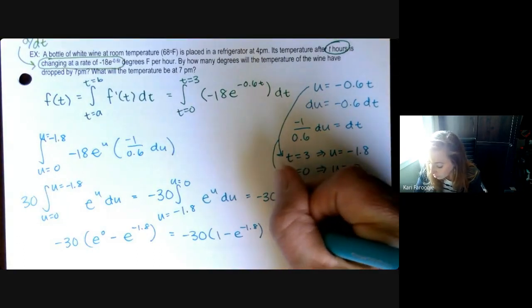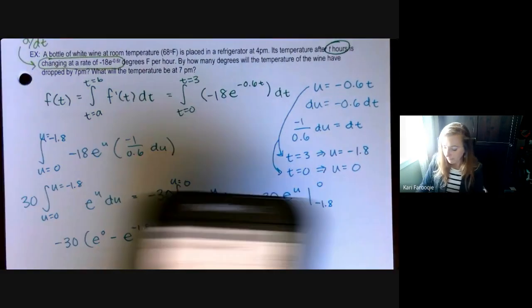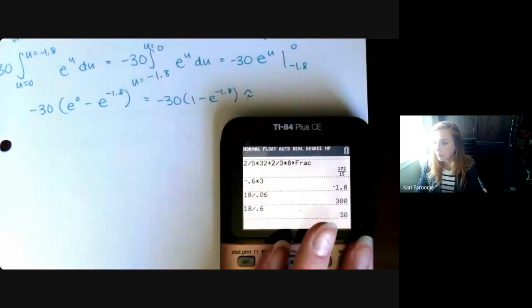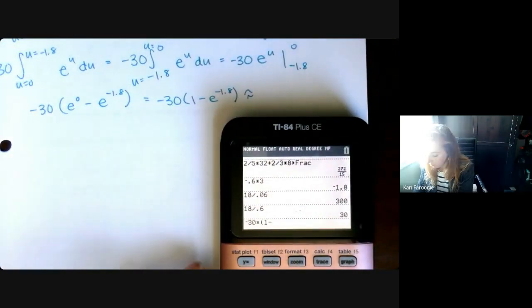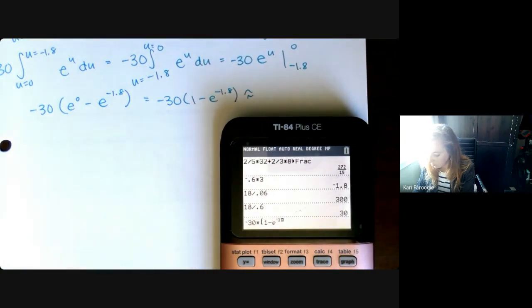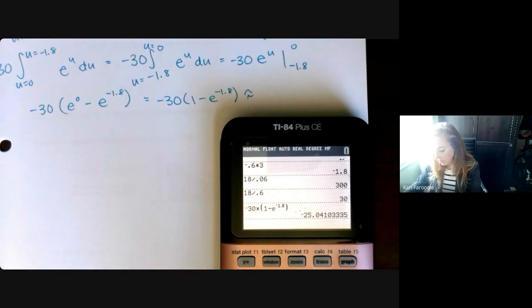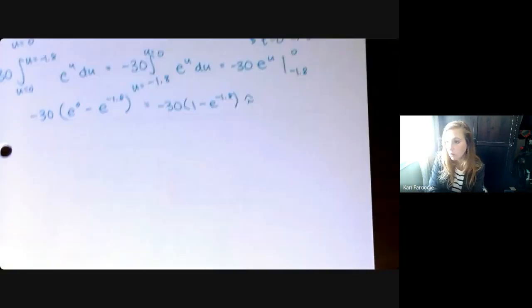All right, so I'm going to approximate this. Negative 30 times 1 minus e to the negative 1.8 gives us negative 25.04-ish.